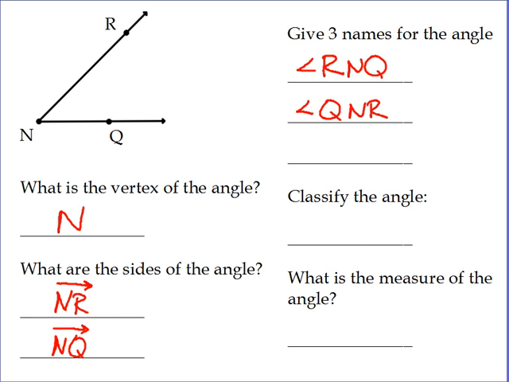The angle I can see is acute. And then you would use your protractor to measure that angle to see how many degrees it would be. But I know it's going to be somewhere between 0 and 90 degrees because it is acute.